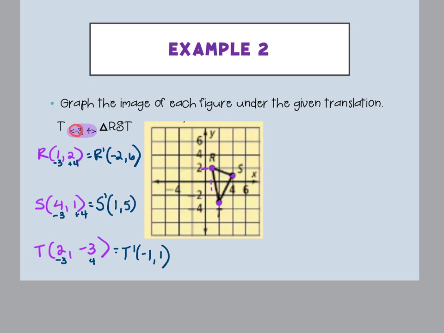Now I'm going to plot my 3 new points. So -2, this is 2, right? Each little line is 2. 6, this would be 2, 4, 6. So this is R prime. 1, 5 means I go halfway, 2, 4, 5, S prime. And negative 1, 1, I go halfway and halfway, T prime.